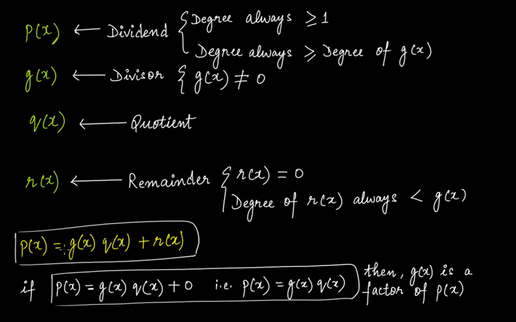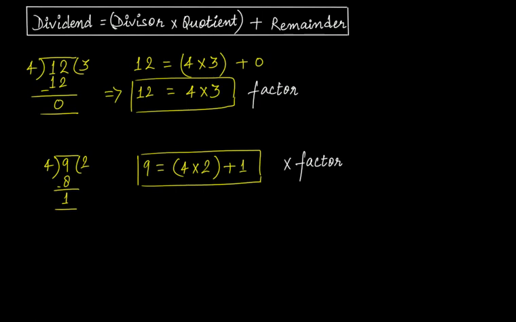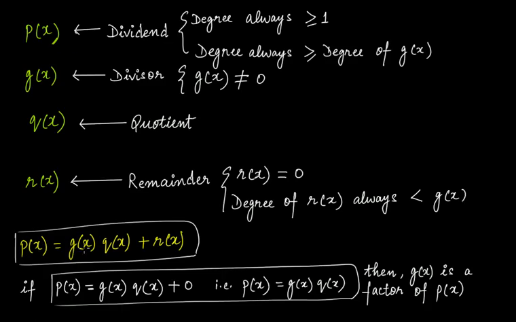Okay. Now, on the basis of this, we can write dividend is equal to divisor, that is g(x), into quotient, that is q(x), plus remainder, that is r(x). Okay. If p(x) is equal to g(x) multiplied by q(x) plus 0, that is your remainder is 0, the zero polynomial. That's what we discussed here. It means that p(x) is equal to g(x) multiplied by q(x). Then g(x) is a factor of p(x). We discussed this point, right? Because in that case, p(x) is completely divisible by g(x) such that the remainder becomes 0. Okay, this point is very important. You have to remember this thing.